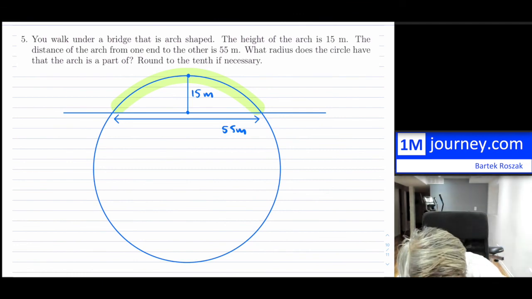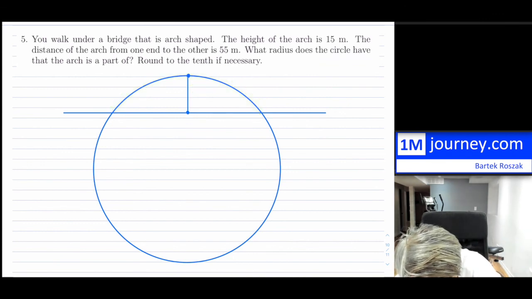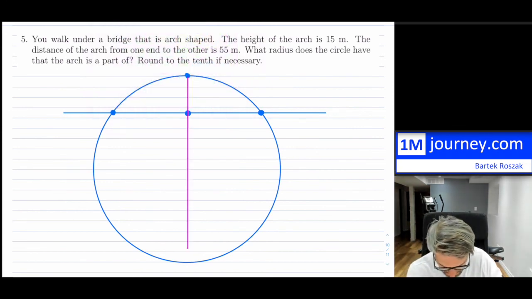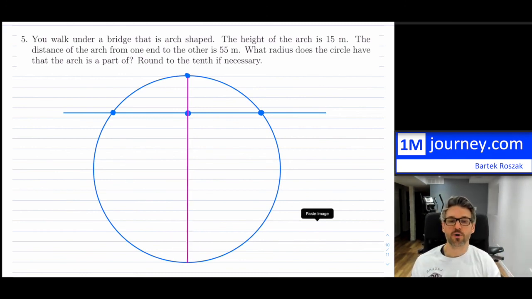So what happens here, let me remove some of this stuff. This is kind of arbitrary for now. You have one chord from here to here, and they're intersecting right there. The other chord that you can create to find out the radius is going to be from here to here. So you have two chords. Now, what do we know about two chords?